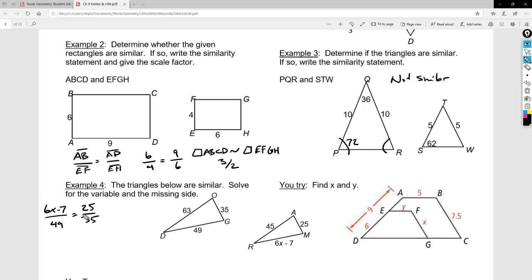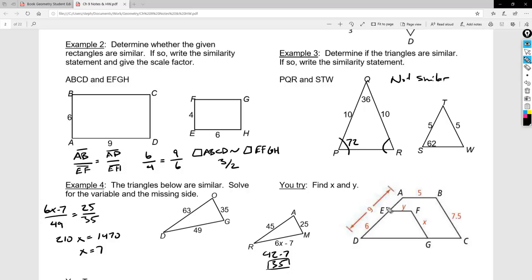Okay, so solving this out, we can cross multiply. I end up getting, let's see, 210x is equal to 1470. And if we solve for x, we get 7. Now I'm going to plug 7 in for x. I get 42 minus 7, which is 35.